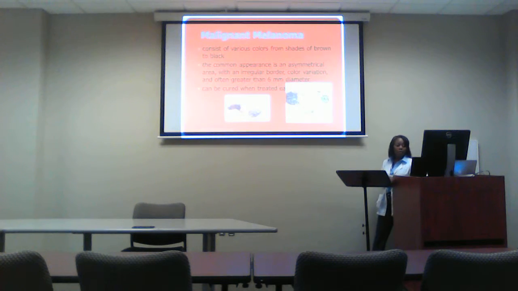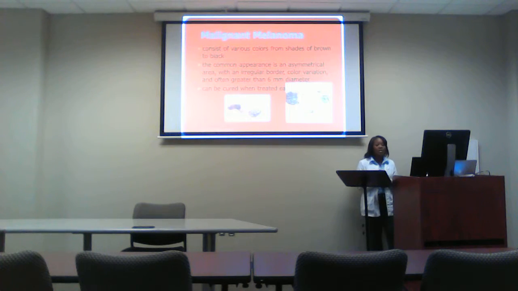Malignant melanoma consists of various colors and shades from brown to black. The common appearance is asymmetrical, with an irregular border, color variation, and often greater than 6 millimeters in diameter. It can be cured if treated early.